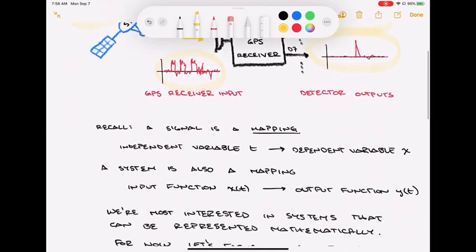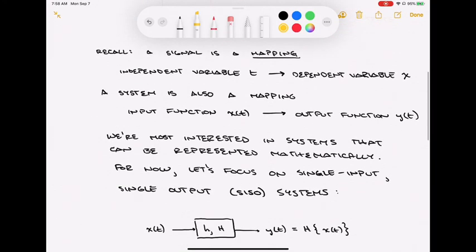We can provide a little bit more mathematical description to these ideas. So let's recall very quickly that a signal is a mapping. We had seen this before in an earlier part of our Chapter 1 discussion. It takes an independent variable t and maps it to a dependent variable x. A system, mathematically, is also a mapping. But instead of taking the independent variable t, it takes an entire function, which we call the input function, and it maps it to another entire function. We call that the output function y.